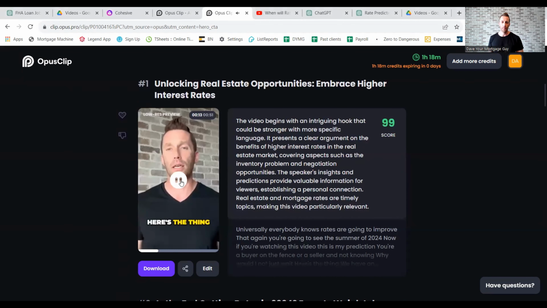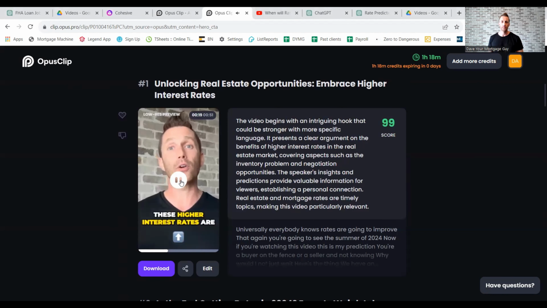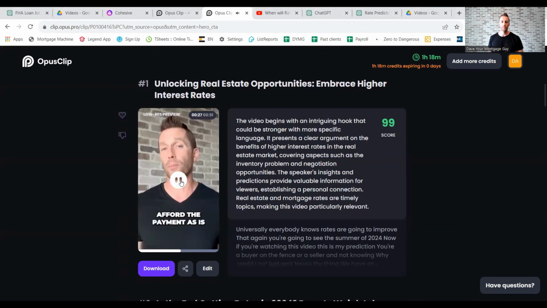Just wait. Here's the thing. We have an inventory problem. There's not enough homes. This may not get solved for quite some time. So these higher interest rates are your friends, because many buyers are staying on the sidelines and not getting in because the rate is scaring them, or maybe they can't afford the payment as is.